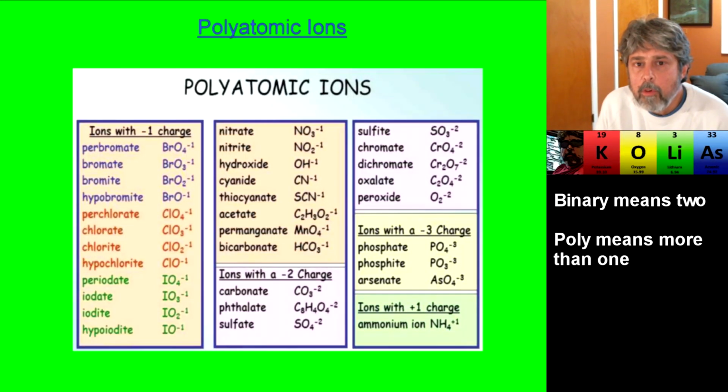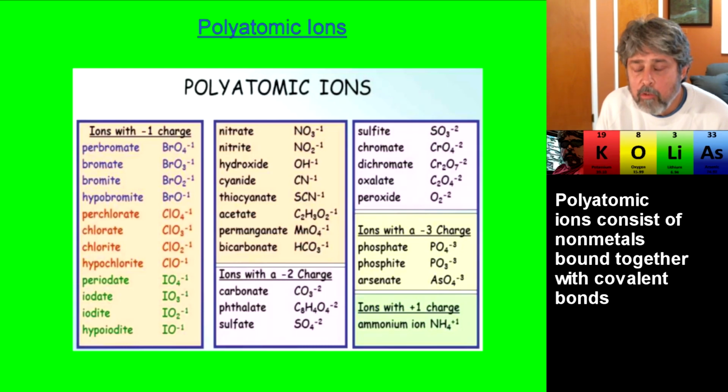What we've been doing so far were called binary compounds, binary meaning two. So we've always had one metal and one nonmetal. Binary, 1 and 1 is 2. So now we're going to get into polyatomic ions. Polyatomic means more than one. So look at these. All these ions have more than one element, poly, more than one.